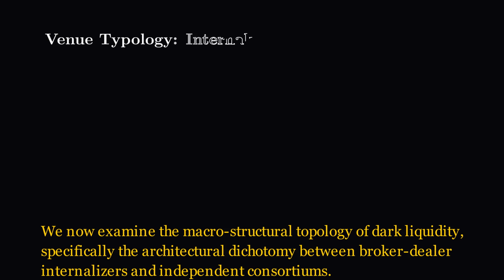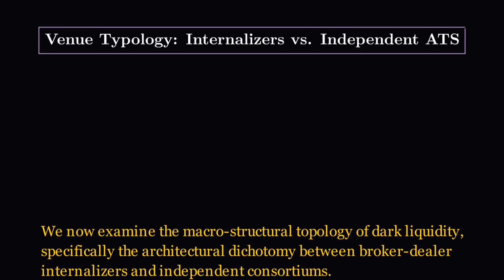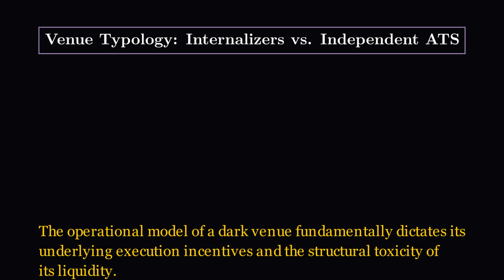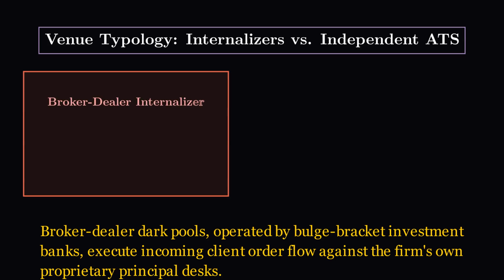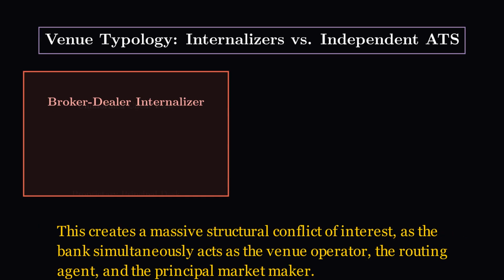We now examine the macrostructural topology of dark liquidity, specifically the architectural dichotomy between broker-dealer internalizers and independent consortiums. The operational model of a dark venue fundamentally dictates its underlying execution incentives and the structural toxicity of its liquidity. Broker-dealer dark pools, operated by bulge bracket investment banks, execute incoming client order flow against the firm's own proprietary principal desks. This creates a massive structural conflict of interest, as the bank simultaneously acts as the venue operator, the routing agent, and the principal market maker.